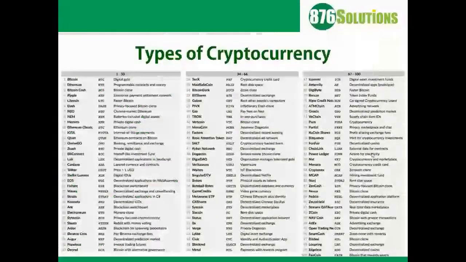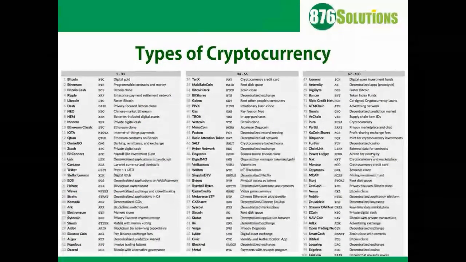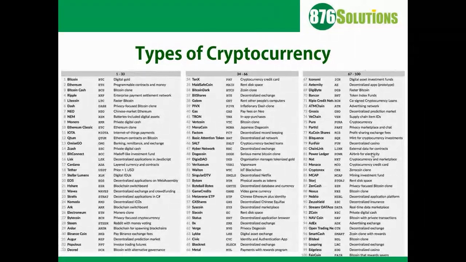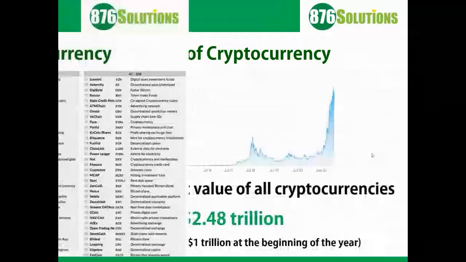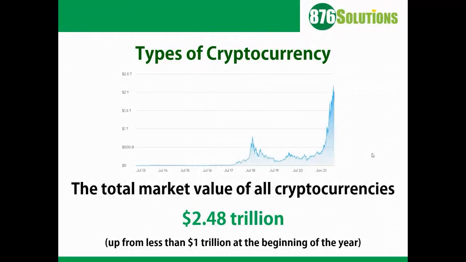Like I said, whole heap of them. So this here is a list of just the top 100 cryptocurrencies that are out there. Like I said, there are a couple thousand, but as you can see, there are a lot of cryptocurrencies out there. Last check, when I created this presentation, the total market value of all cryptocurrencies was about 2.5 trillion.